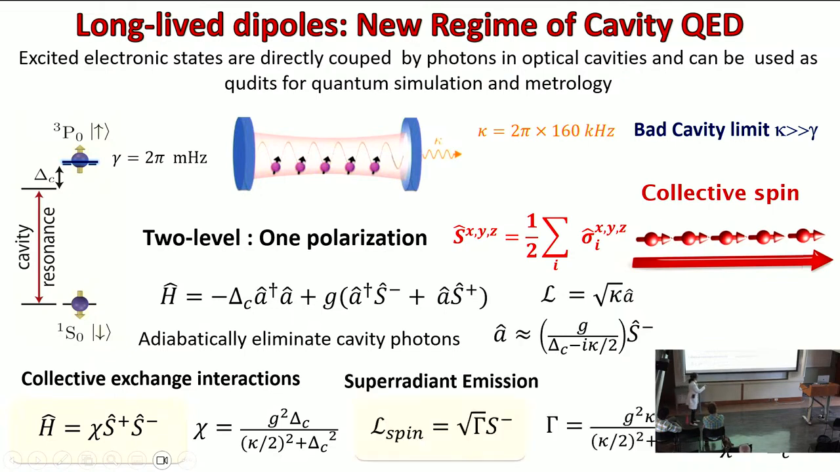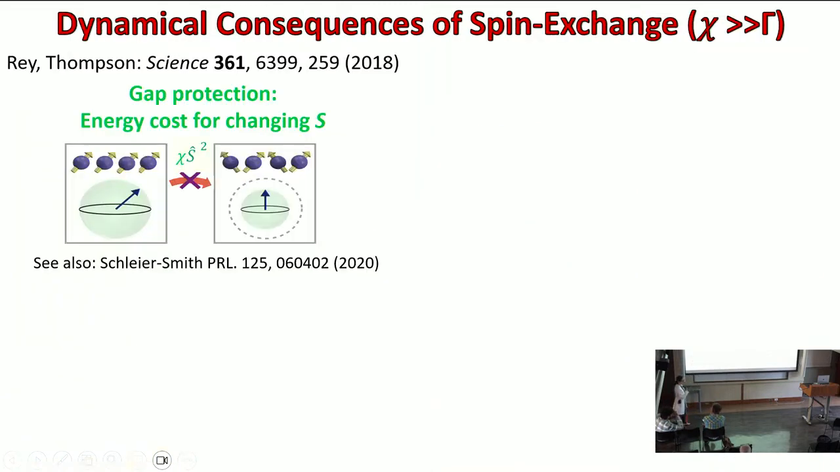And then we have the dissipative part, with the collective S minus operator, and gamma, which is set by kappa and gives the rate of the dissipation. The ratio between these two quantities is set by kappa divided by delta C. So the Hamiltonian opens interesting opportunities, and for example, even for the case of elastic interactions, when chi is much larger than gamma, we can have a lot of interesting consequences from these collective exchange interactions.